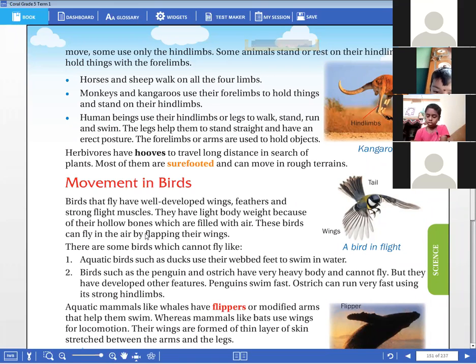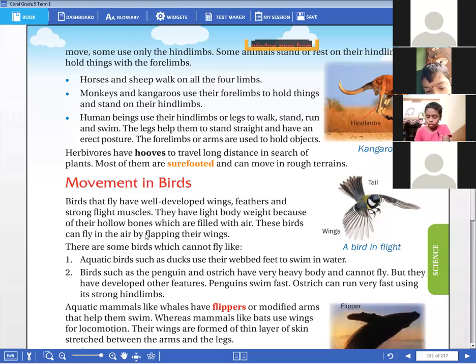The penguin swims fast. Here see, the duck is not disappointed that it can't fly even though it is a bird. Was it disappointed, children? Does the duck feel anything, that I'm not flying like other birds? No, it is happy because it has webbed feet.